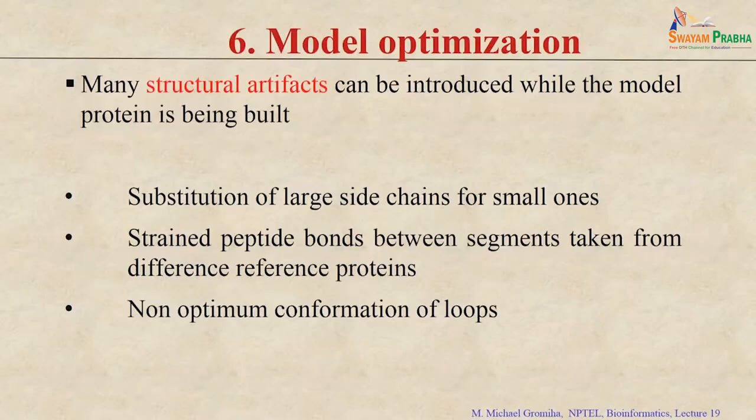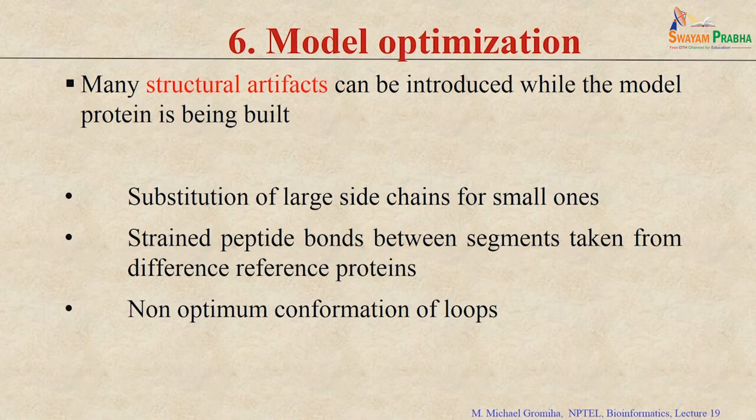Now, what we need to see is that during these steps we introduce several artifacts. What are the various artifacts we use? We replace several amino acid residues, for example, large side chains for small ones, alanine to valine. Whether they are sterically allowed or not, we do not know, we have not checked.